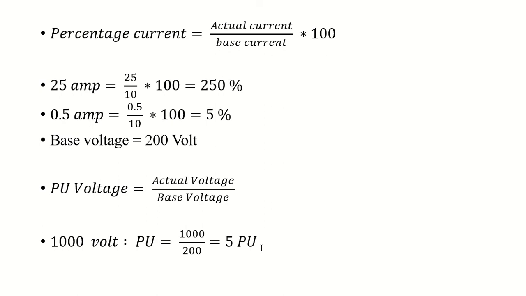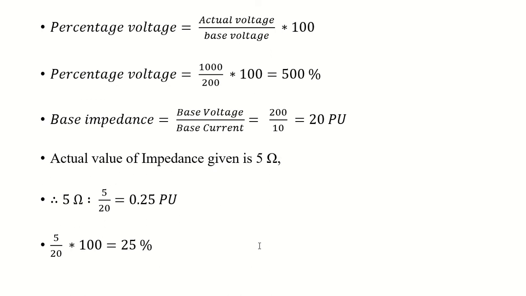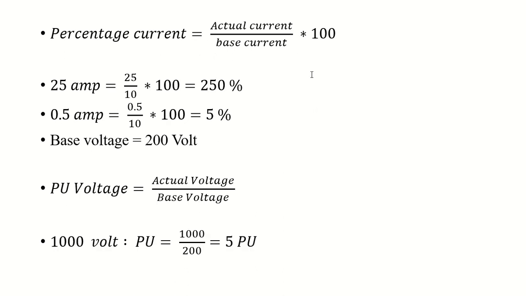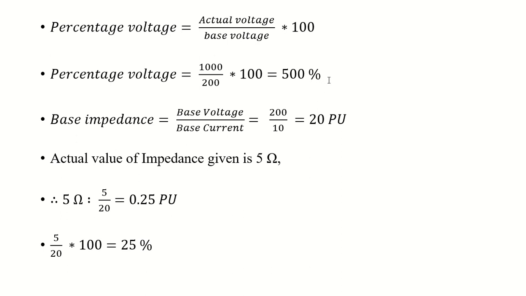Similarly, if I want to convert this into percentage form, so percentage voltage will be nothing but multiplication of this 5 pu with 100. Okay, so here let's come here. Percentage voltage is equal to actual voltage divided by base voltage and its multiplication with 100. So what will be the value? Actual voltage is already given as 1000, base voltage is 200, and multiplying it with 100 we will get 500%. Or simply you can multiply 5 per unit with 100 and you will get the same result, 500%.